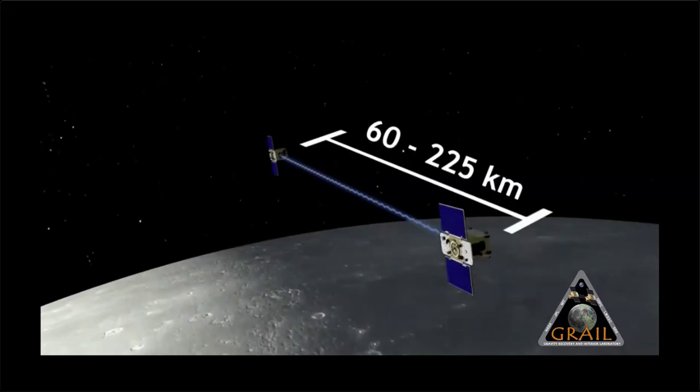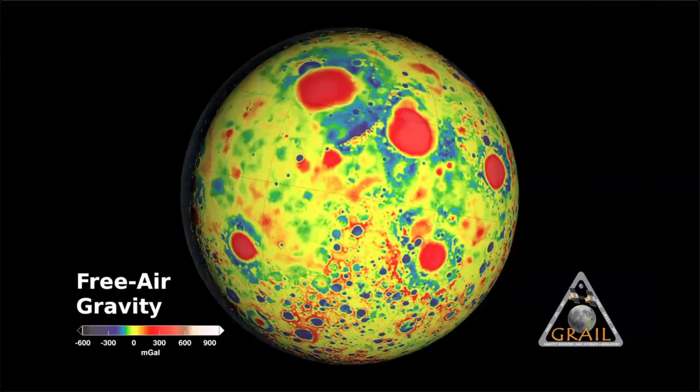So this is how we map how the mountains and valleys are and how the mass is distributed across them. And if you were to plot on a globe how that would look, this is how it is.